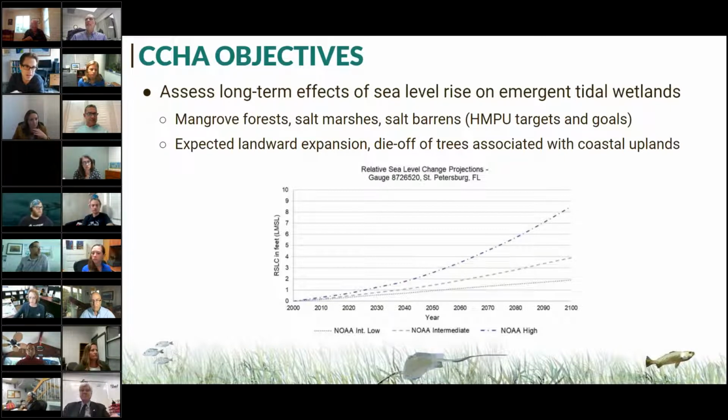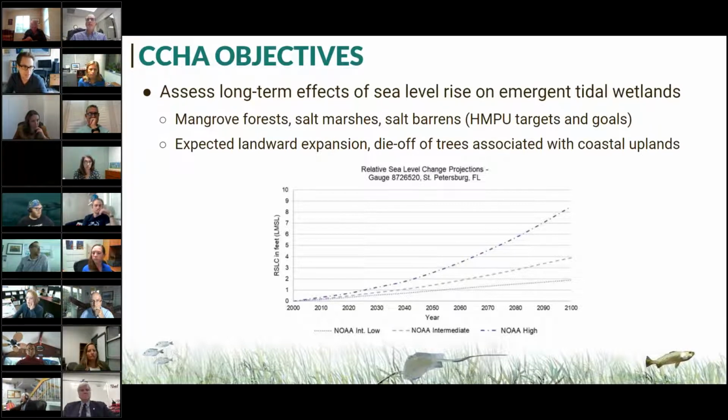And this does have ties to our habitat master plan, which we've talked about in the past with the TAC. We have targets and goals for these habitats, but this CCHA project gives us a really more precise look at on the ground how these habitats might be changing. And the expectation is, of course, with sea level rises that these habitats will shift landward from the coast, and so these surveys are designed to track that shift.